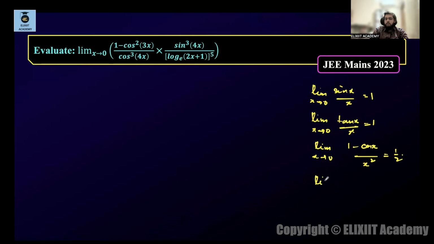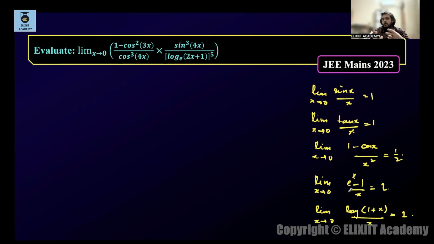Then we have the exponential limits: limit x extending to 0, e raised to the power of x minus 1 divided by x, which is actually 1. And then we have the logarithmic limits: limit x extending to 0, log of 1 plus x divided by x, and this is equal to 1. All these are some standard limits which you should be knowing. And how we identify these forms is very, very important.